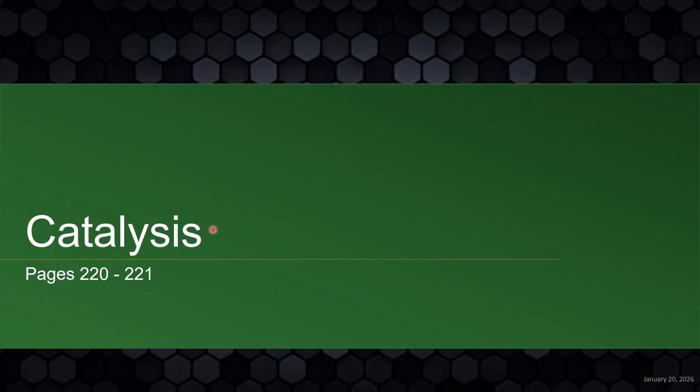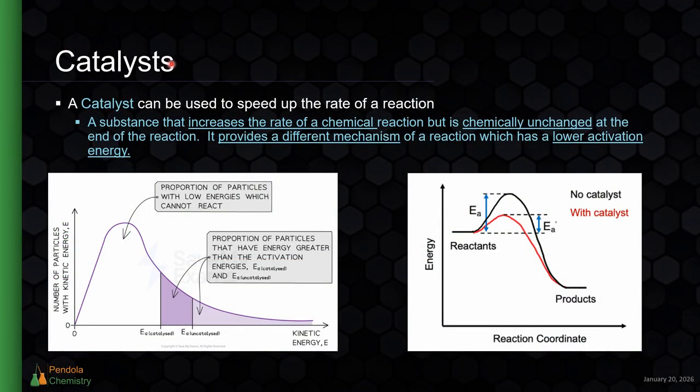Today we're going to look at Chapter 9.4, which is our focus on catalysis and the effects of catalysts on chemical reactions, focusing on the rate of the reaction. So let's get started. Catalysts are a special subsection of chemicals that are going to depend on the chemical reaction.